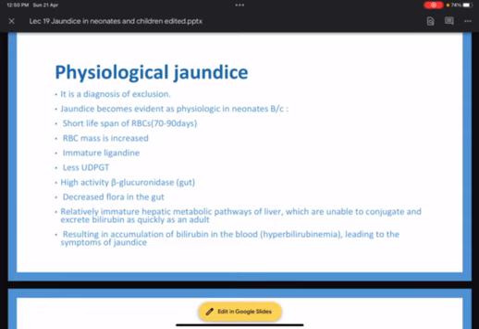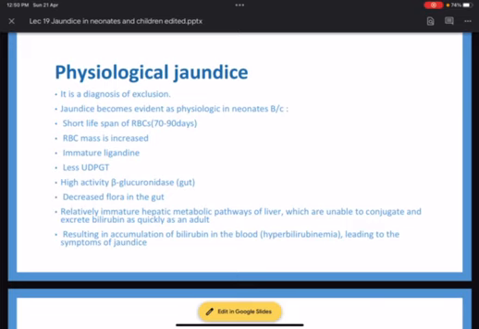So in order to say this is physiological, of course you have to rule out pathological. So it is a diagnosis of exclusion. So you have to exclude other underlying pathologies by the specific workup that we usually do for newborns with high levels of bilirubin. However, we look for clues for physiological jaundice. So you look for clues or specific points to consider.